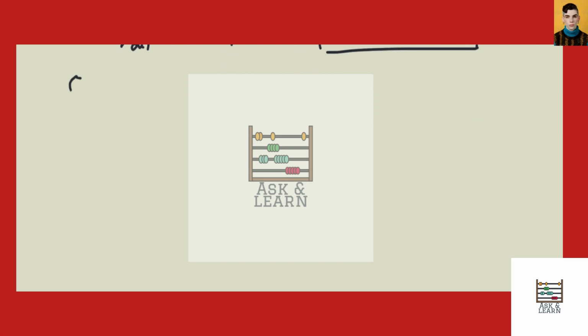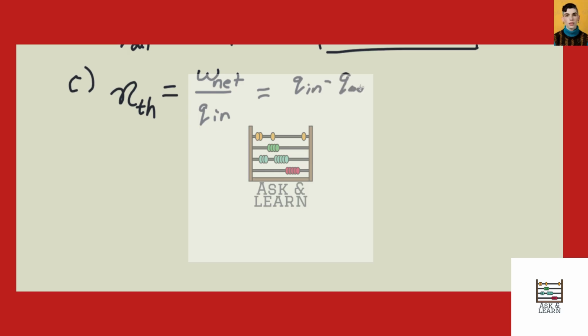The last part asks for the thermal efficiency. So thermal efficiency is equal to the net work over heat added. Net work can be rewritten as heat in minus heat out. So then we have this equation to find thermal efficiency. Obviously we need heat in, but again, using the constant specific heats, we have this relation that heat in is equal to the change in enthalpy.